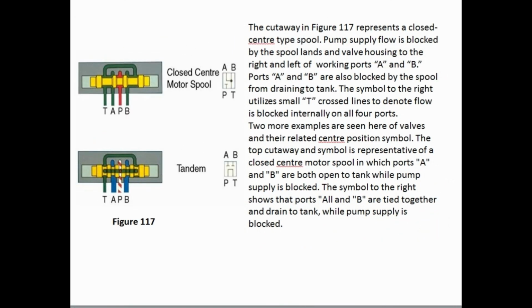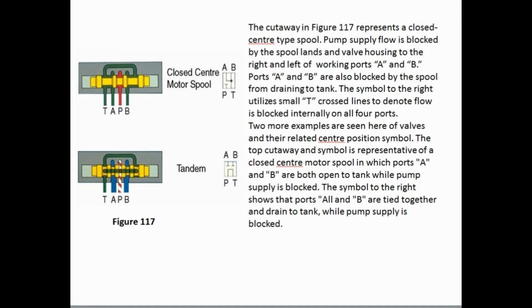The cutaway in figure 117 represents a closed center type spool. Pump supply flow is blocked by the spool lands and valve housing to the right and left of working ports A and B. Ports A and B are also blocked by the spool from draining to the tank. The symbol to the right utilizes small T crossed lines to denote flow is blocked internally on all four ports.